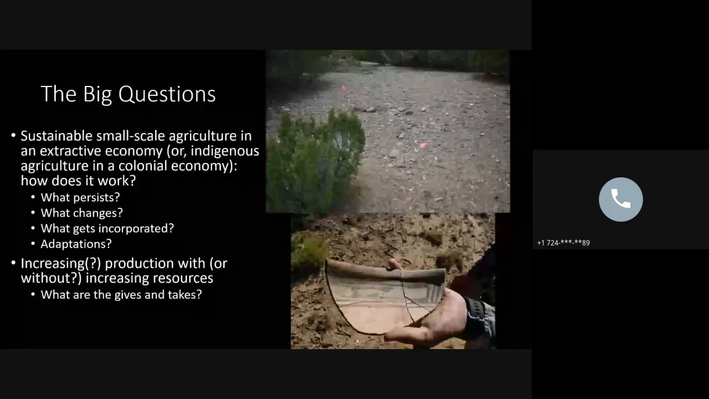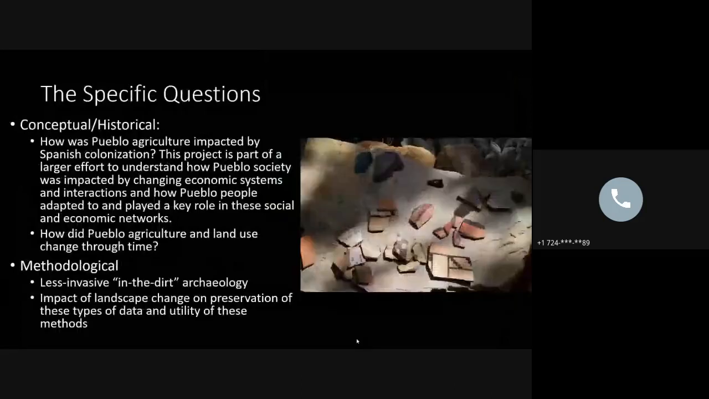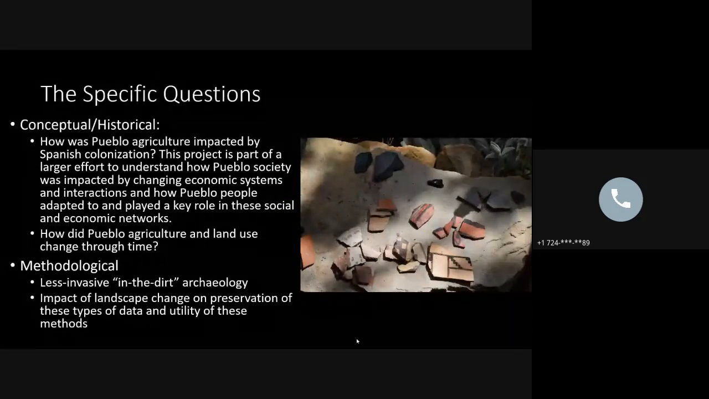Specifically, we're interested in how Pueblo agriculture was impacted by Spanish colonization. How did Pueblo agriculture and land use change through time? We also had some methodological pieces that we were interested in figuring out. One being, how do we answer these questions, which previously had been addressed using excavations or looking at arroyo cuts to see the different planting layers? How do we do that without actually doing these excavations? So we adopted a pretty intensive coring sampling methodology, taking soil cores, and I'll talk about that.